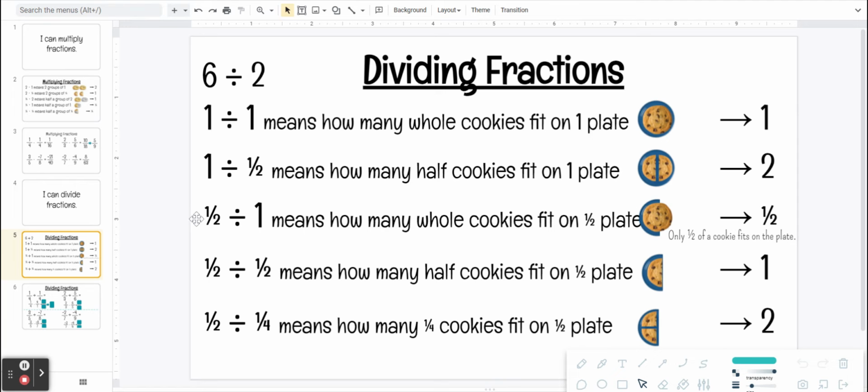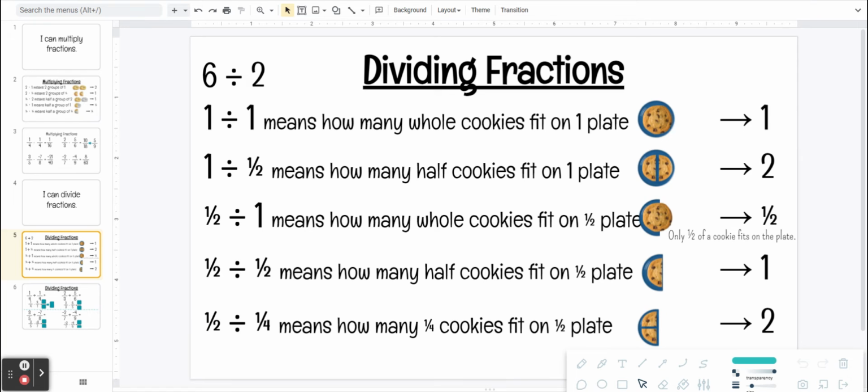Okay? This time we only want to eat half a cookie, so we have half a plate. But the cookies come as a whole. So if we take one whole cookie, our bellies do not have enough space for that cookie. So we're only going to eat half of it. We want to eat a half cookie, and the cookies are cut in half for us. So how many of those half cookies would we want to take? We would just take one of them.